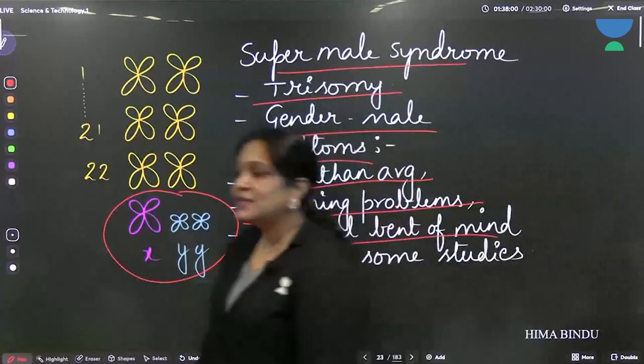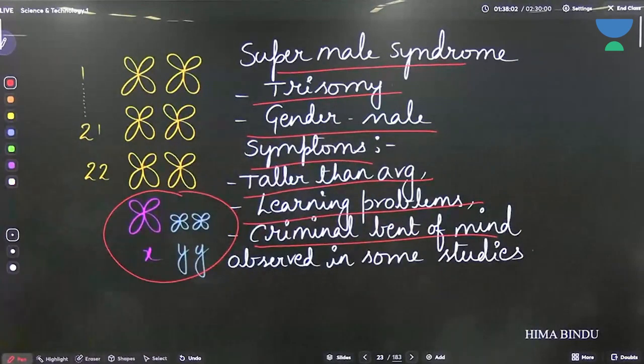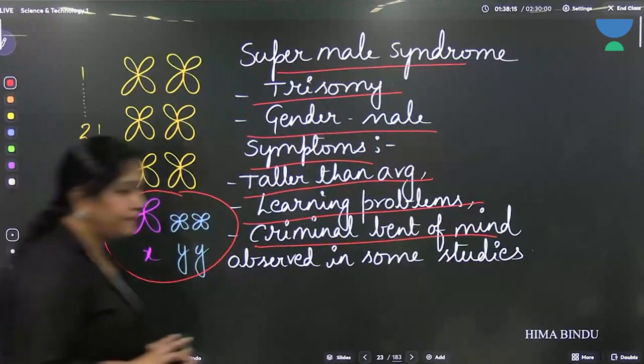So it doesn't mean that all super males are criminals or all criminals are super males, but they have a tendency to do the crime. Is it clear? Okay. Like this point also, how they added this in the symptoms is, they have done one study.